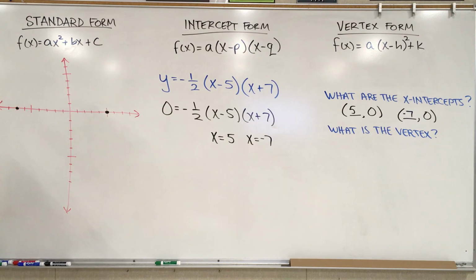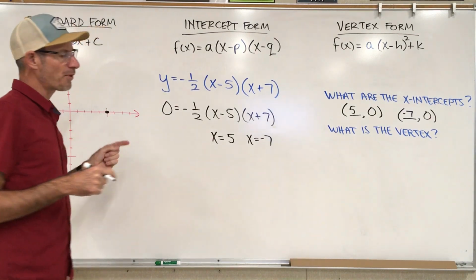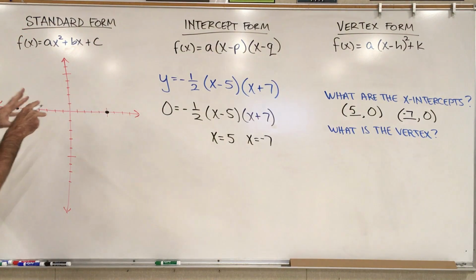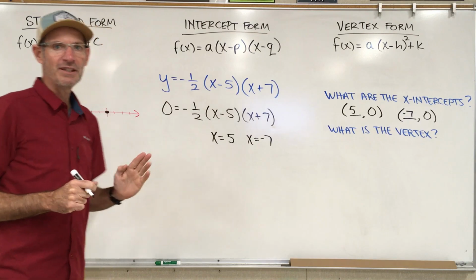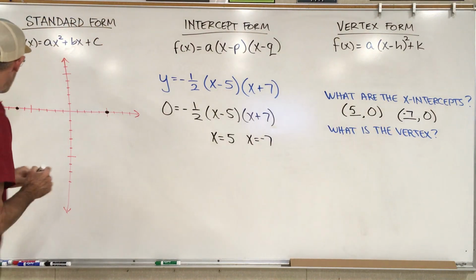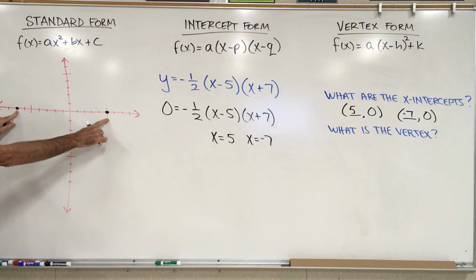So the vertex is probably going to be up here somewhere, and now we're going to figure out how we find the vertex. Well, the one thing we know about a parabola is it's symmetrical. So the vertex is going to be exactly in the middle between the two x-intercepts. So I have one x-intercept here and one x-intercept here. If I find the exact midpoint of those two, I will know where the vertex is.